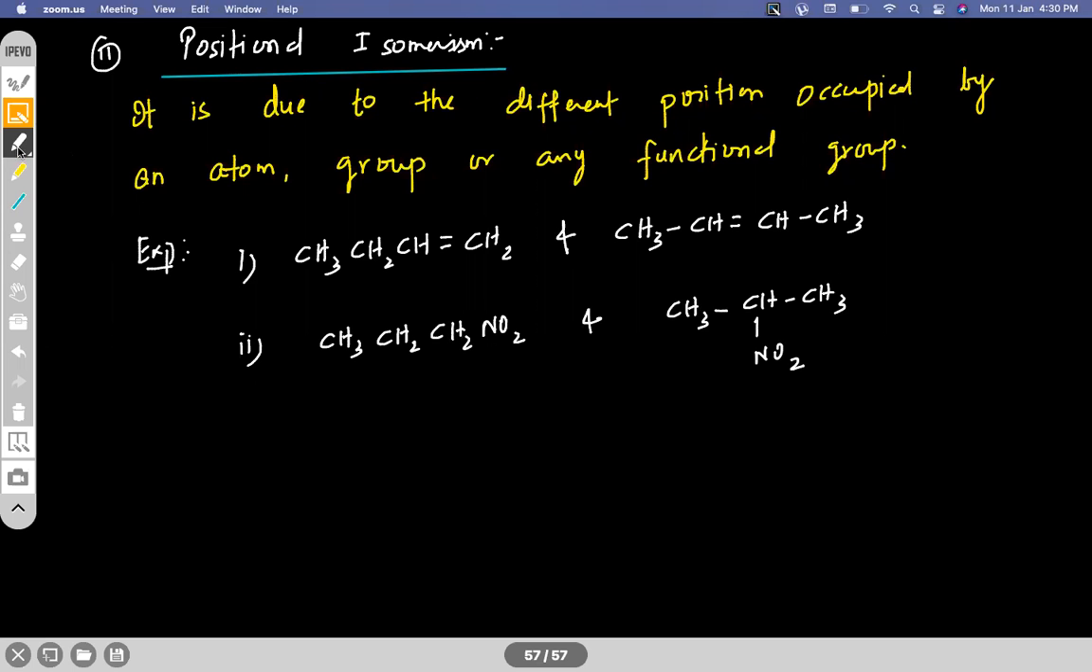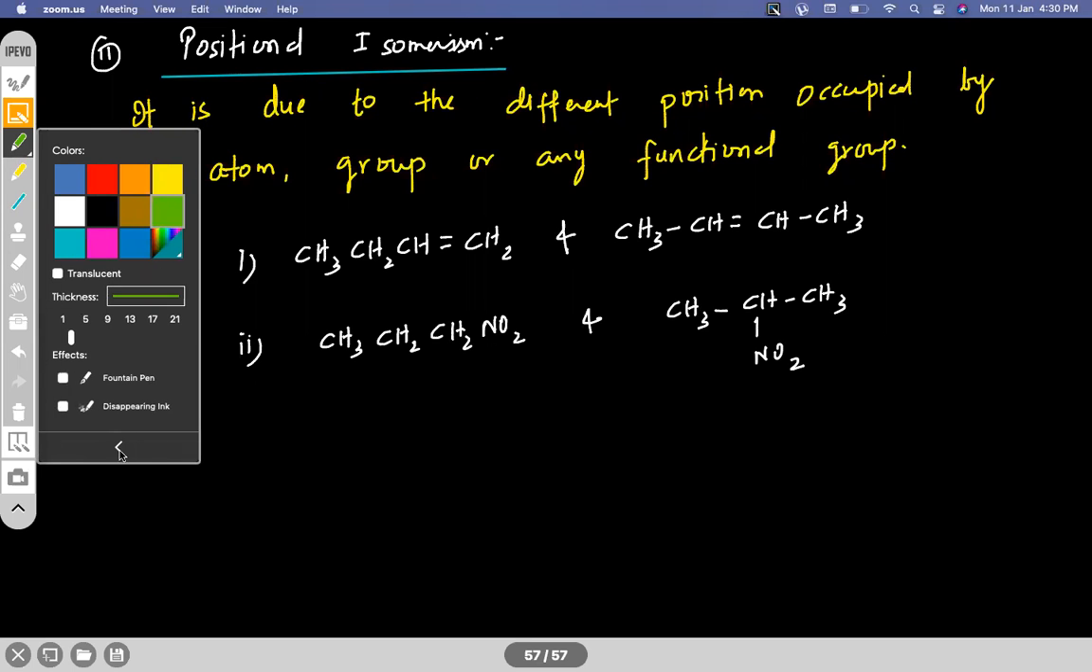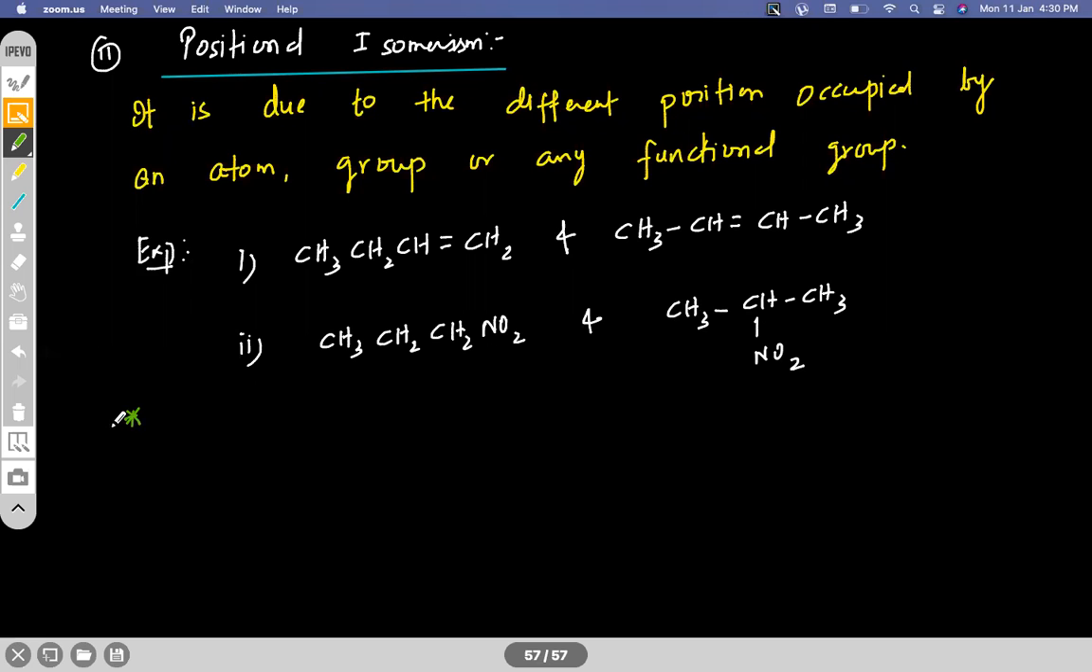The condition here is what? The size of the parent chain must be the same. Parent chain must be the same.